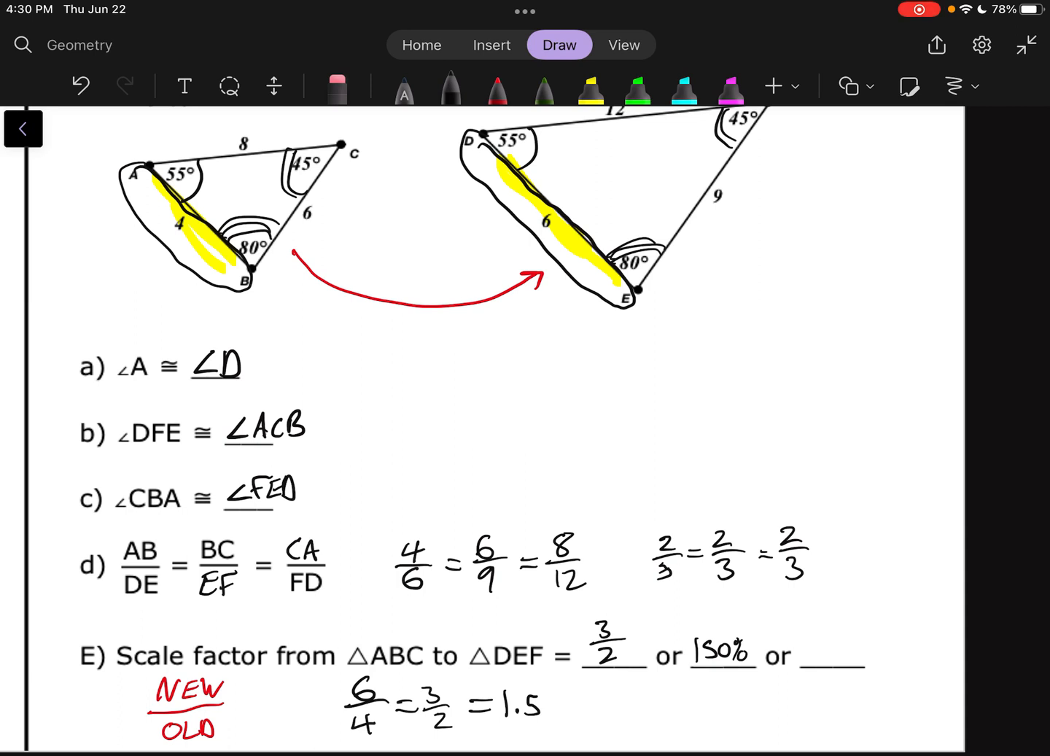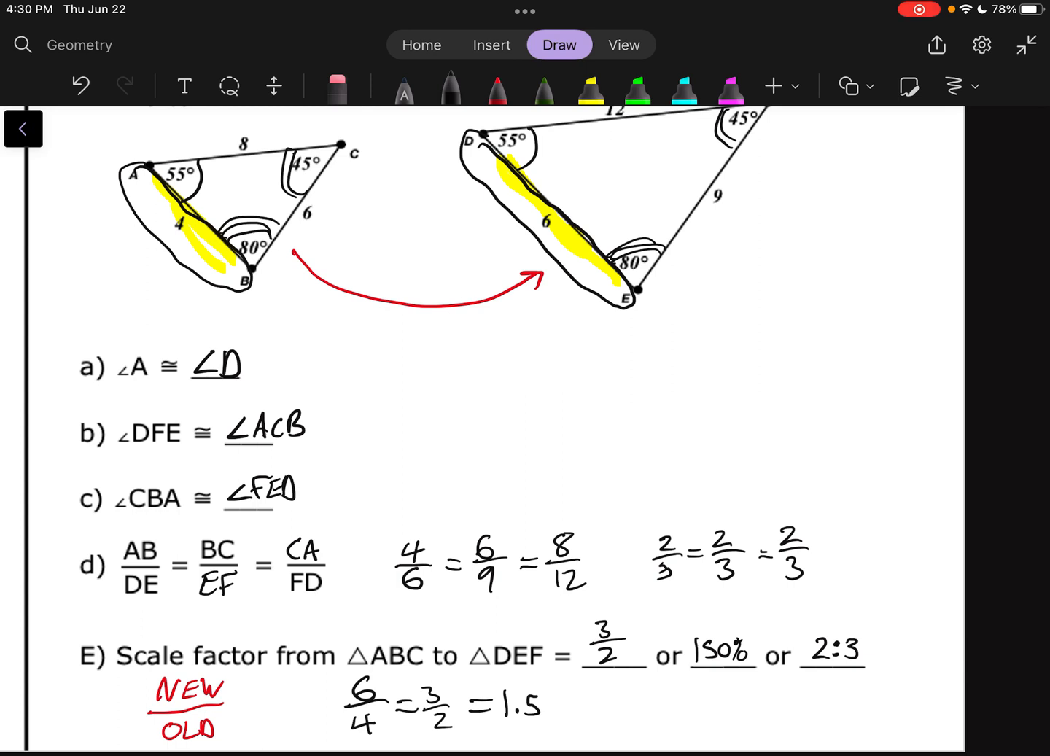Or we could write it as a ratio using a colon. And if we're doing the colon method of writing the ratio, we would do 2 colon 3. Okay, so those are 3 different ways to expect to see scale factor written every now and then. Most of the time you're going to see it as a fraction. Sometimes you might see it as a percent or with the colon method. But that's what it means to be similar.